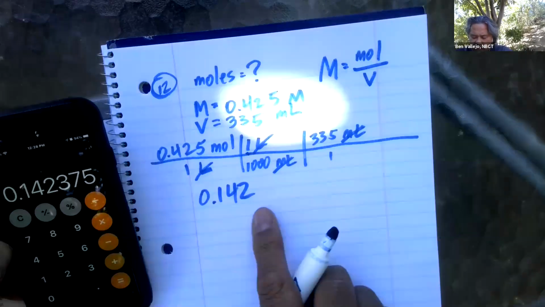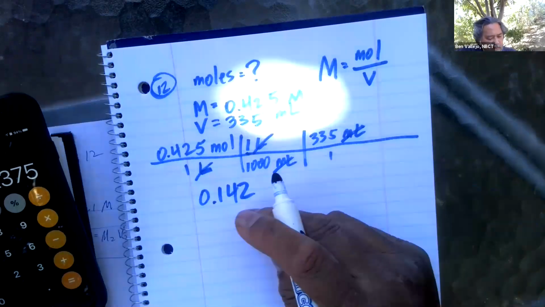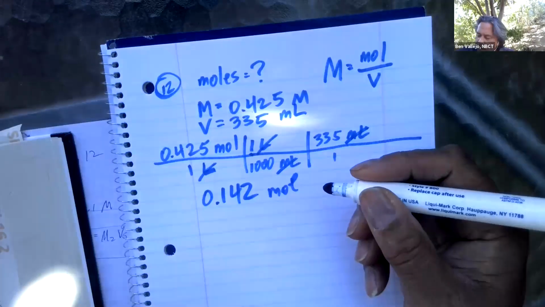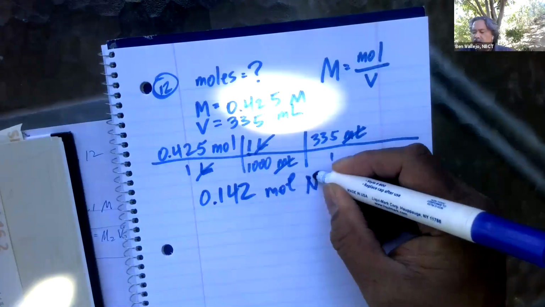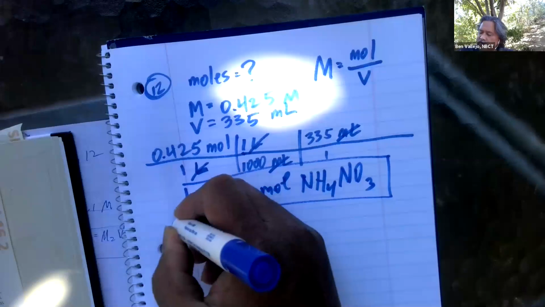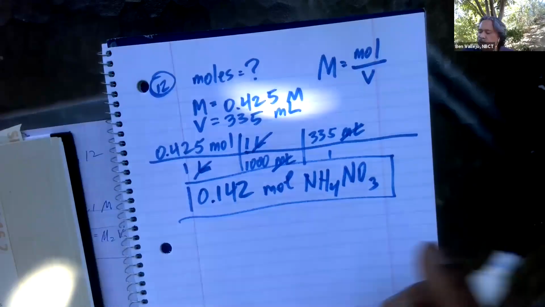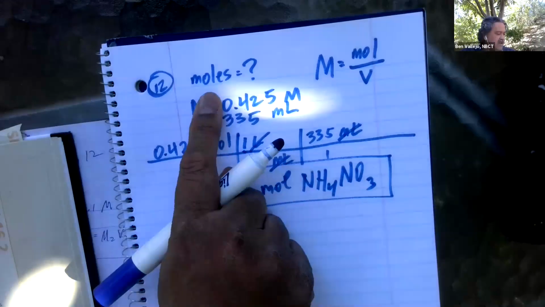So what you have is 0.142 moles. Moles of what? Moles of ammonium nitrate. And you could also write ammonium and then nitrate, NO3, and that would be your answer. So always start with what they give you, and then when you get to the units that you need, that's where you are. That's what you need. And that's where you go. So that's number 12.